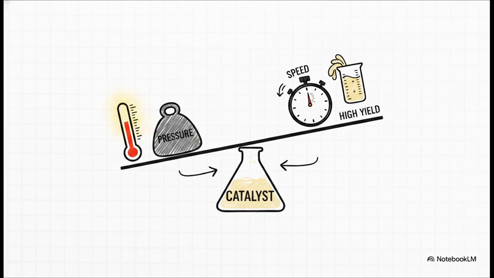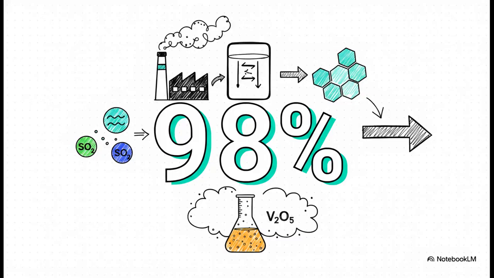So they use a compromise temperature of about 450 degrees Celsius and a pressure of 2 to 3 atmospheres. These are the optimum conditions that provide the perfect sweet spot balance between a high yield of the product and a fast, profitable reaction speed. And honestly, that compromise works brilliantly.